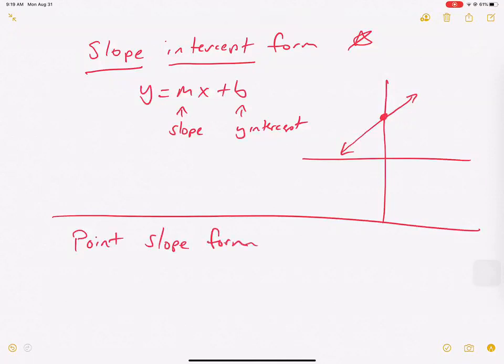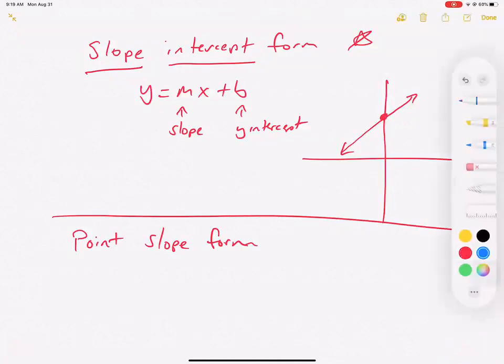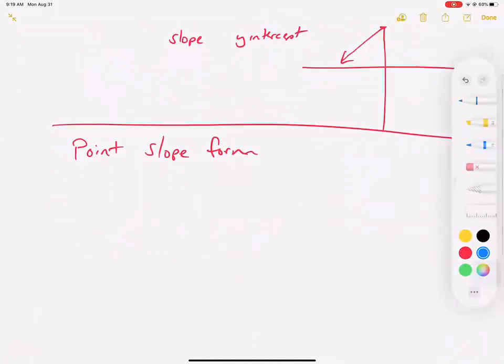That kind of relates to what you did yesterday for homework. So point slope form is written in this way: y minus y1 is equal to m times (x minus x1). And this will be one of the more popular ways you'll be writing a line equation from now to calculus.